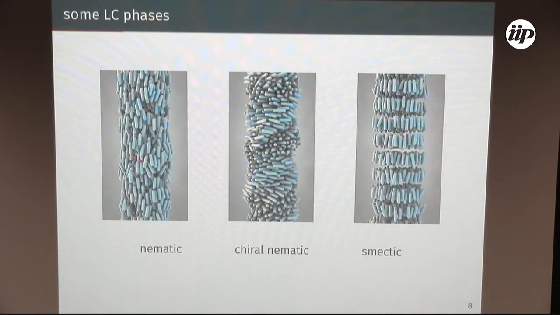And for those, you can have these phases, for example, the nematic phase, where the orientation of the molecules is more or less parallel to each other. You have a chiral phase also. Just looking at it, you know why it's chiral. And a smectic one. And our interest is in this one, in the nematic phase.